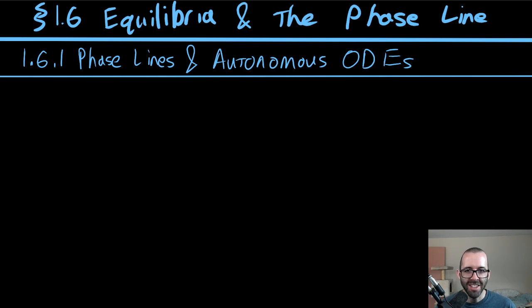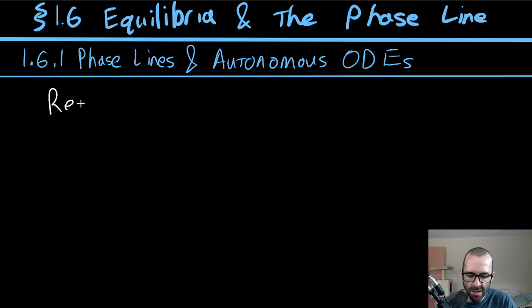Welcome to section 1.6, equilibria and the phase line. We're going to start this section with the patented Jason Barnett. We've already been doing this. We already have talked about equilibrium. We've already talked about autonomous differential equations. And I claim that we've already talked about phase lines too.